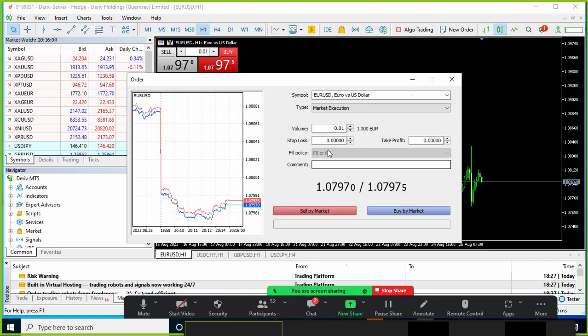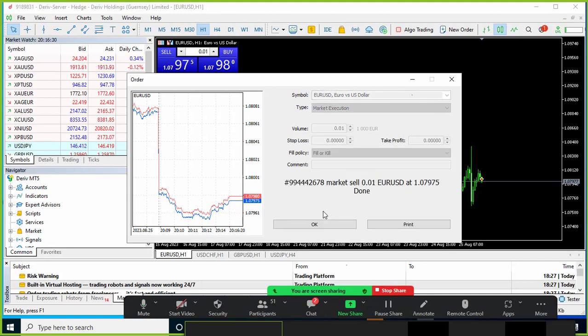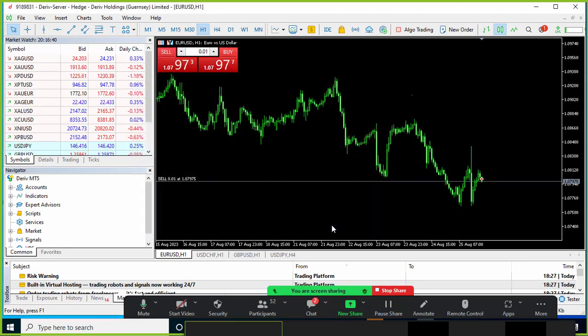But before I go into that, let me first of all... so right here, I've chosen my volume, which is my lot size, and I will not place a stop loss, I will not place a take profit. Then I'll come here and click sell. Remember, I want to short the market. Once I click sell, I've placed the order. Okay, you see, done. I've placed it. Don't print, just okay it, and that's all.